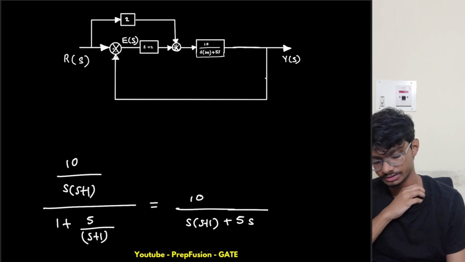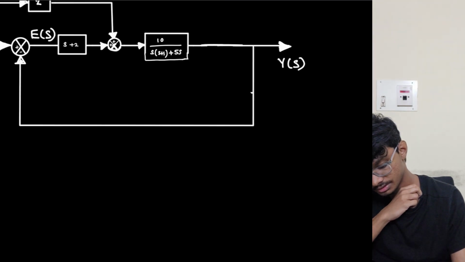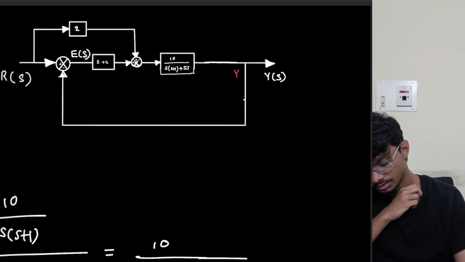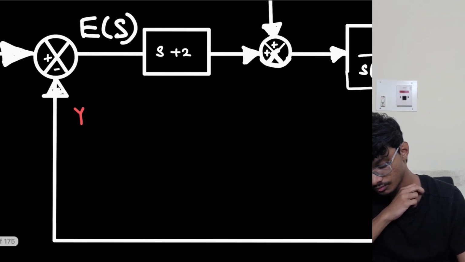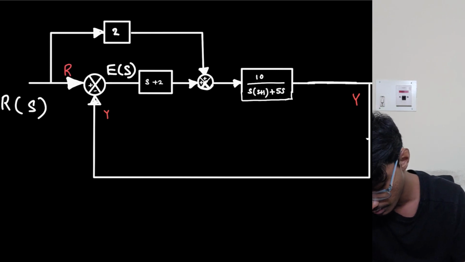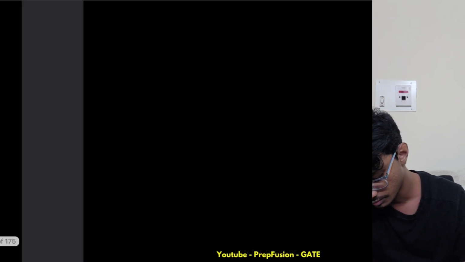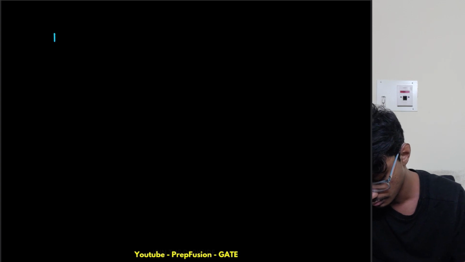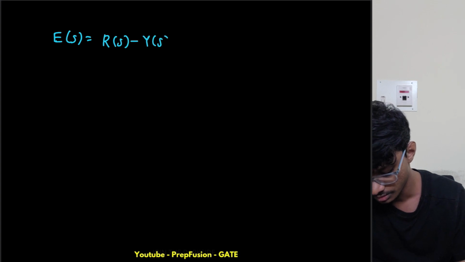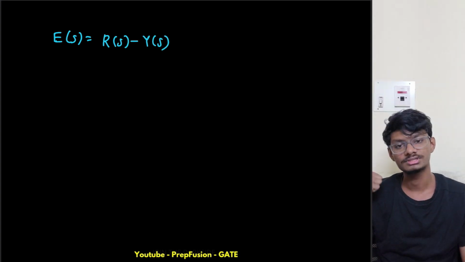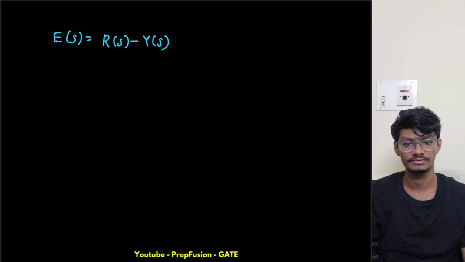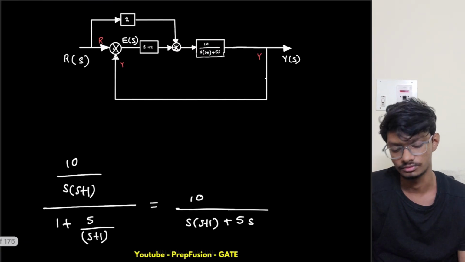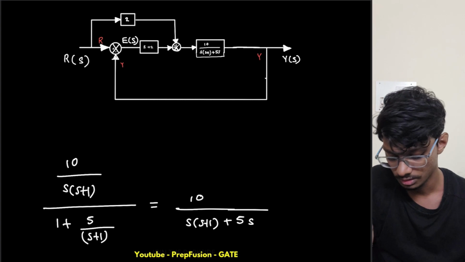Now I will use the equations. So what is this? This is Y only. What is E equal to? Here I have R only. So E is equal to R of s minus Y of s. This is basically what we also know as the steady state error. Yes, this will be solved intensively in the time response chapter. This is one important part of control systems. But let's not think about that right now. Let's just solve the question.